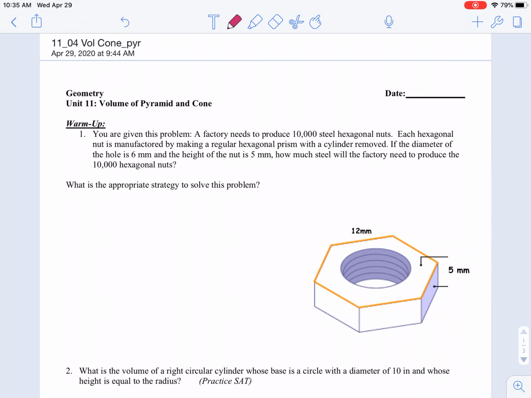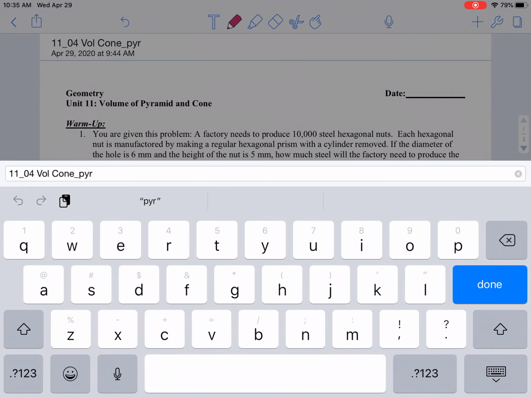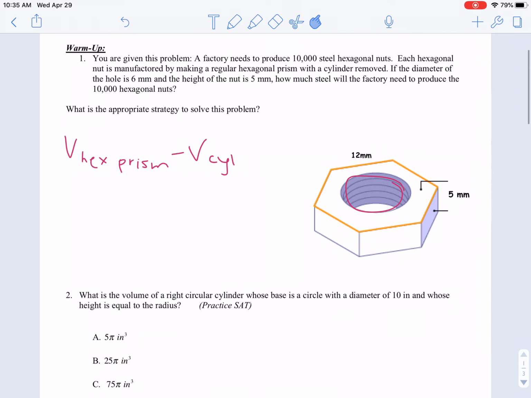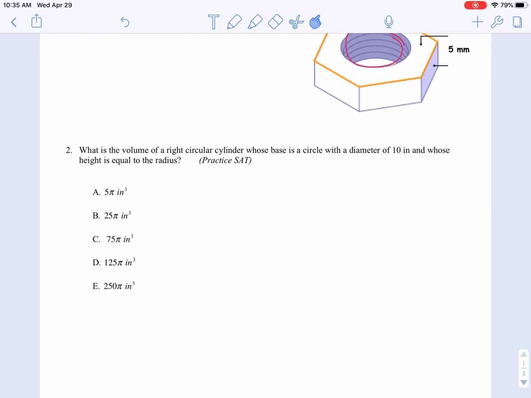Because the hexagonal prism is on the outside, that would be the complete volume if there wasn't this hole cut through it. But because we have this hole in the shape of a cylinder, we have to take that volume of a cylinder and remove it, because that's not part of the volume of this solid right here. Okay? Now I also want you to give this practice SAT question a try.